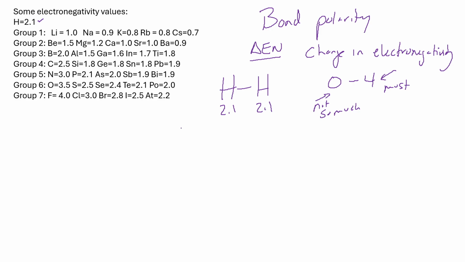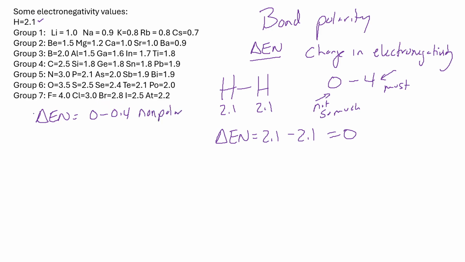So clearly here, if we take a difference in electronegativity, that is 2.1 minus 2.1, that is a difference of 0. And when you look at difference in electronegativity values, anywhere from 0 to about 0.4 is considered a nonpolar bond. Anywhere in a difference in electronegativity from like 0.5 to below 2 is considered a polar bond. And usually anywhere in an electronegativity difference of approximately 2, that's ionic.